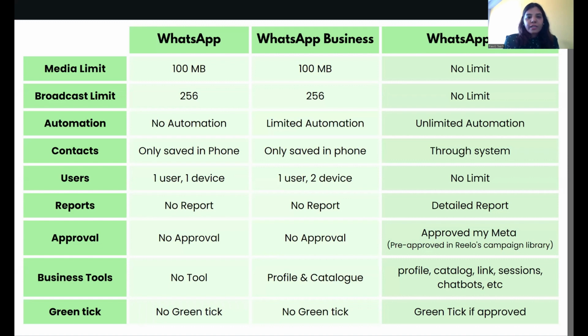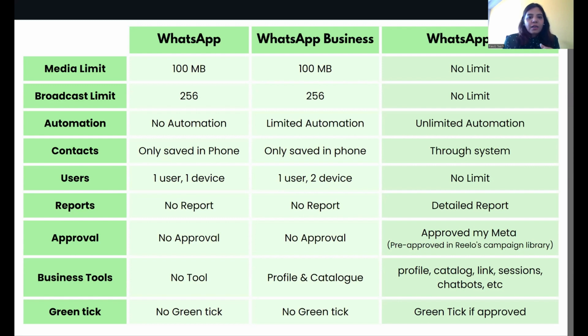Now those are automated messages. If I'm using it from my personal WhatsApp or business use, I cannot automate any messages. If I'm using WhatsApp Business, I can do automation, but it's very limited. But if I'm using WhatsApp API, I can absolutely automate anything that I want to. So there's no automation limit.